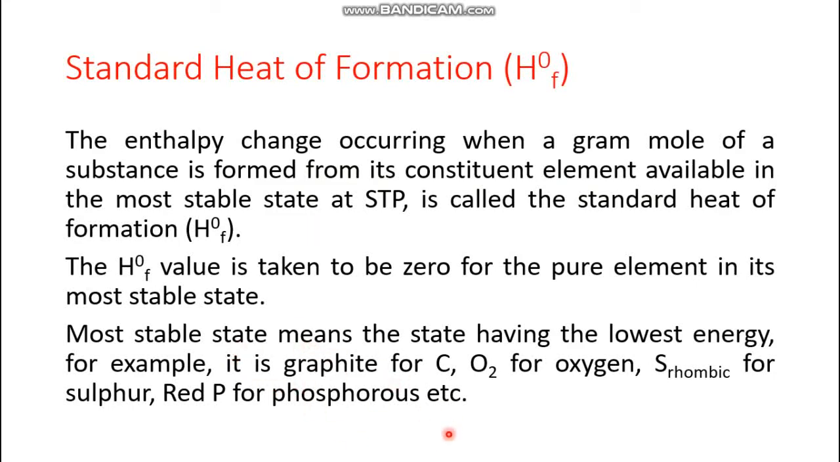Most stable state means the state having the lowest energy, as for example in graphite for carbon, O2 for oxygen, or rhombic sulfur for sulfur, red phosphorus for phosphorus. Carbon has a lot of allotropes such as diamond, charcoal, graphite, but out of this, graphite has the lowest energy. So this is the most stable one.